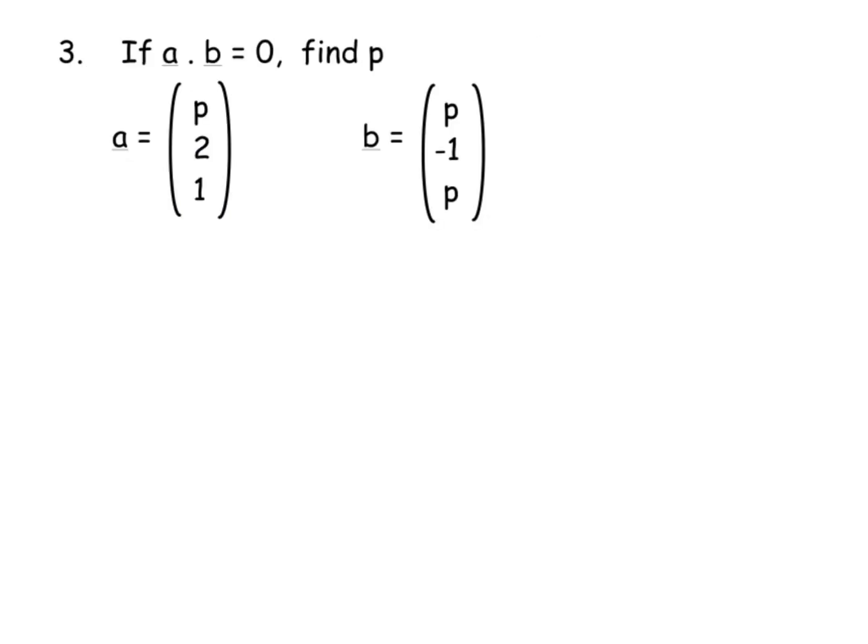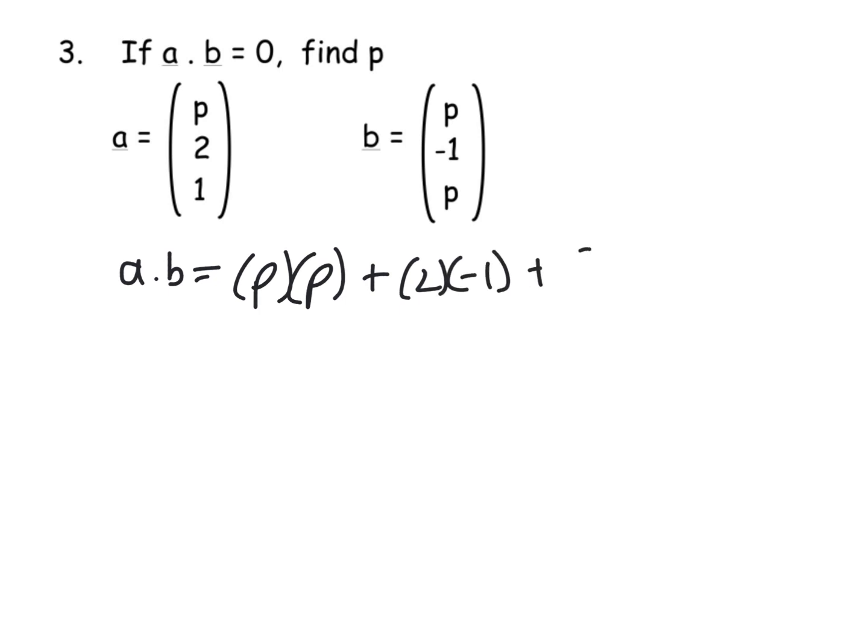Example 3, this time I've told us that A dot B equals 0. So I've told you what A dot P should be, and there's obviously an unknown value in here. So A dot B would be, I'm not writing the formula this time, P times P plus 2 times negative 1 plus 1 times P. Now we're told A dot B equals 0, so we can put this all equal to 0. So we're going to have P squared take away 2 plus P.